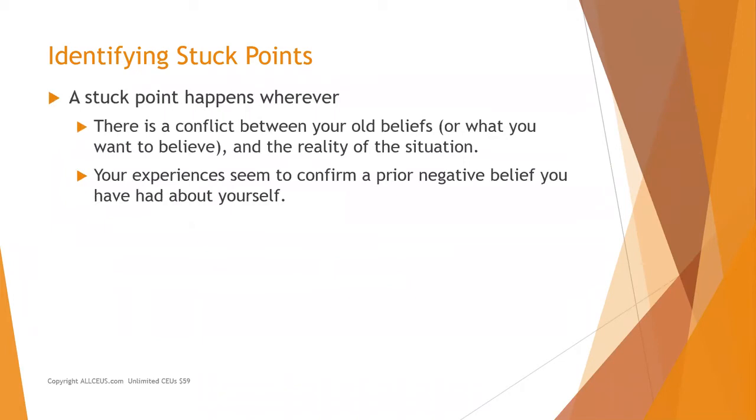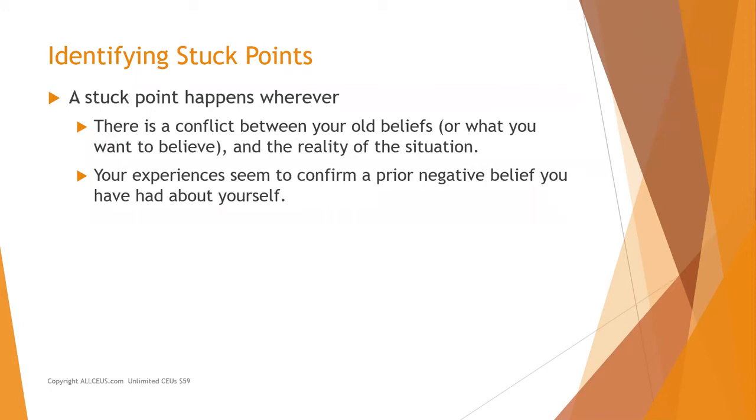A stuck point also can happen when there's a conflict between your old beliefs and the reality of the situation. In his particular situation, he became a cop so he could help people, and in this particular situation he wasn't able to save someone, he wasn't able to help someone. So there's a conflict. So he's looking for what he could have done differently, what he should have done differently, and trying to make meaning and sense out of something that just didn't make sense.